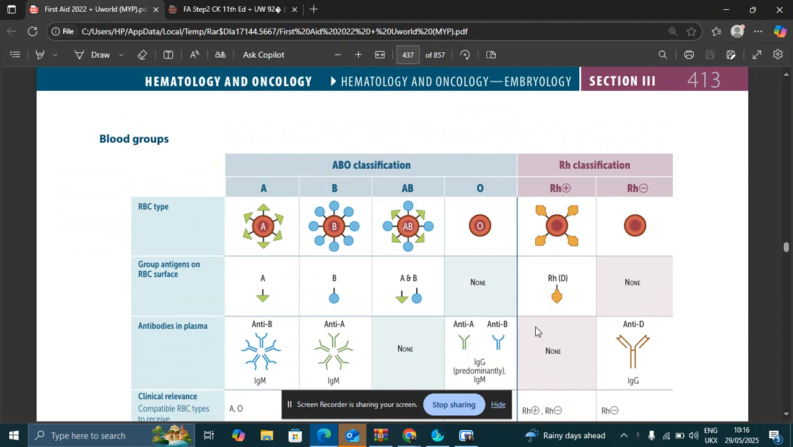My name is Dr. Hamid, and in today's lecture, we are going to talk about hemolytic disease of the fetus and newborn. Okay, again, very important topic for the preparation of Step 1 and also for Step 2. But before we jump into this topic, I want to talk about blood groups first.